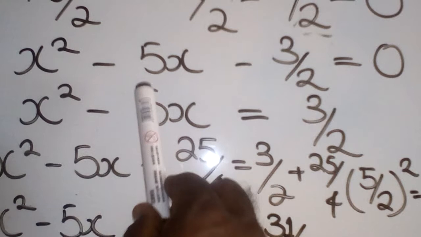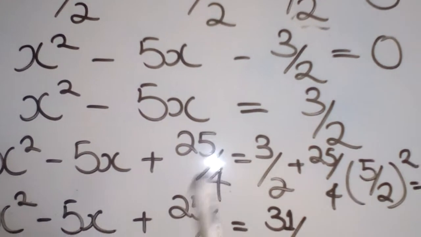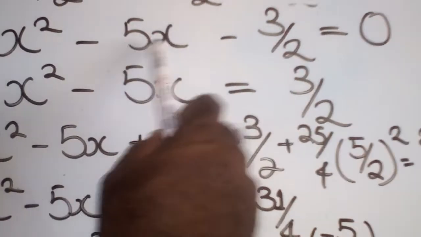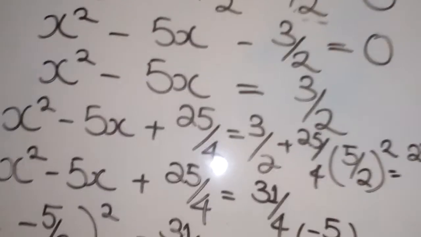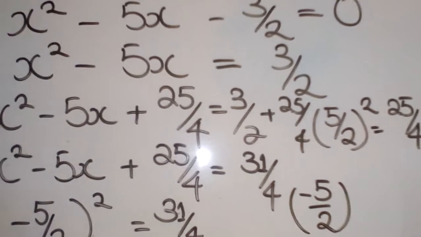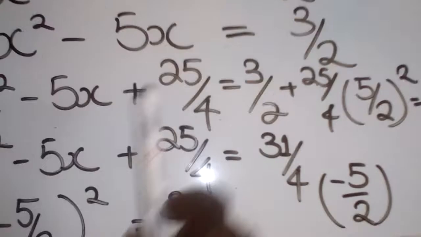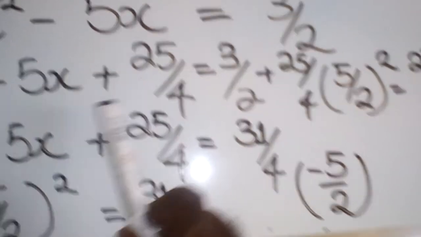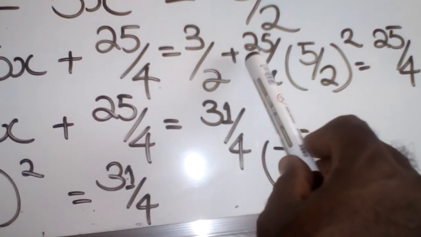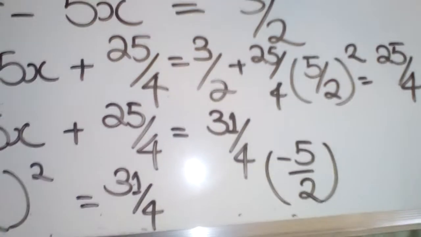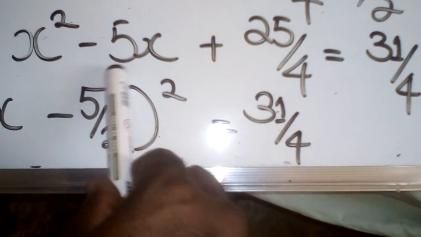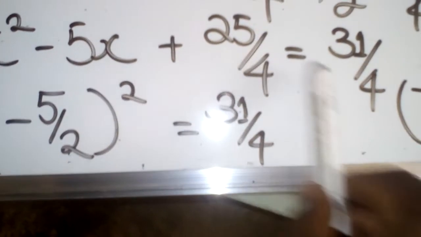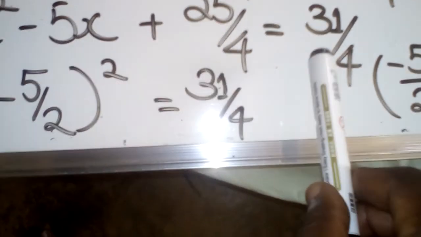And so once we find this 25 over 4, we get back to this part of our equation, and we add the answer of 25 over 4 to both sides of this equation. This is basically to give it balance so that we don't lose the equation. So we add the left side with 25 over 4, and we also add the other side with 25 over 4. And so what we get is x squared minus 5x plus 25 over 4 equaling now 31 over 4.